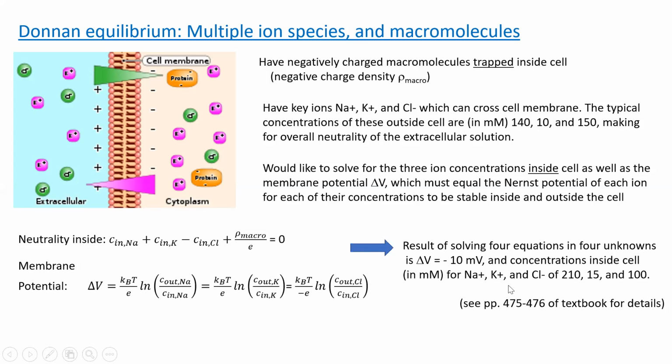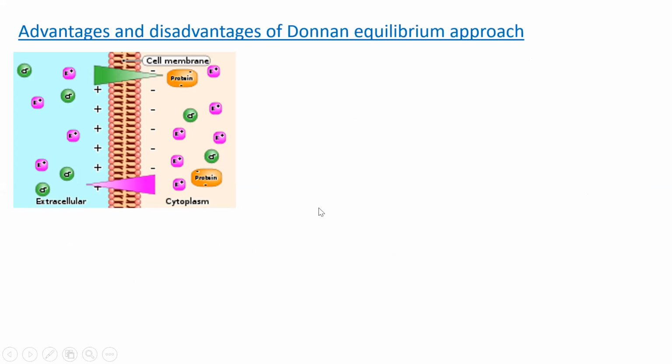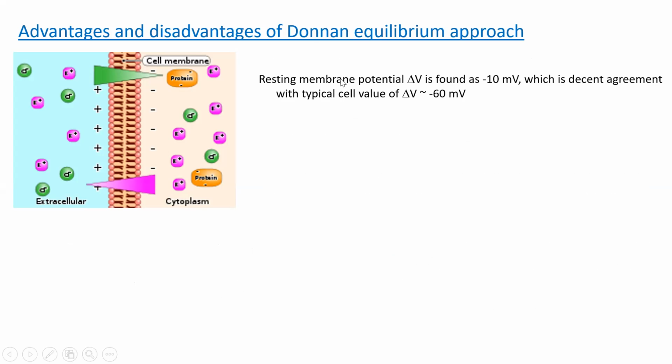So how does the Donnan equilibrium do in describing real cells? What are the advantages and disadvantages of the Donnan equilibrium approach? Well, we found in solving the Donnan equilibrium that the resting membrane potential was around minus 10 millivolts, which is in decent agreement with the typical cell value of minus 60 millivolts. At least it's the right sign. So that counts as a moderate plus.